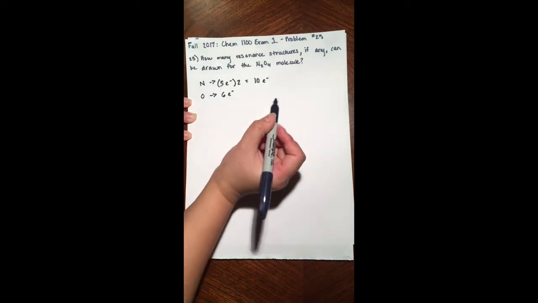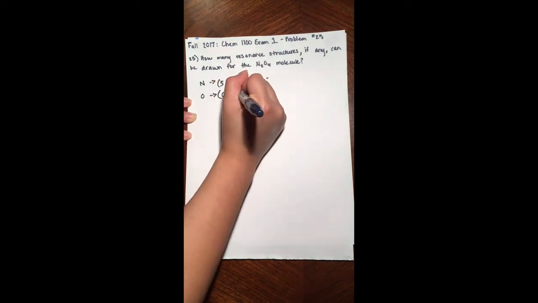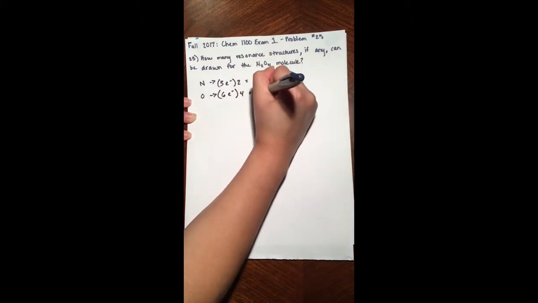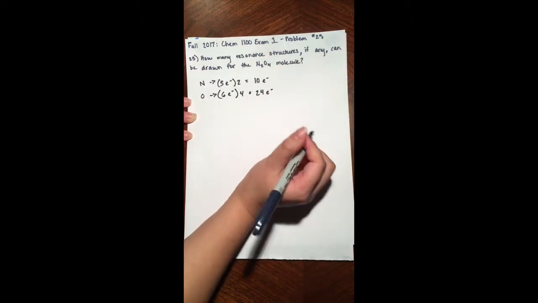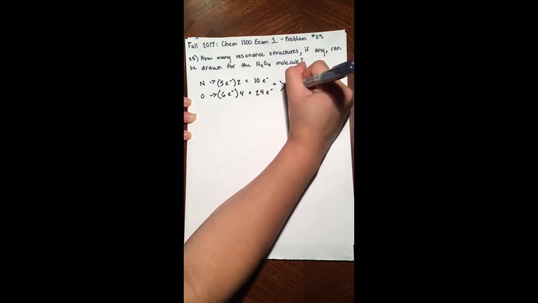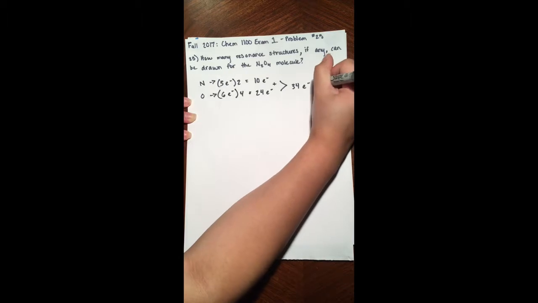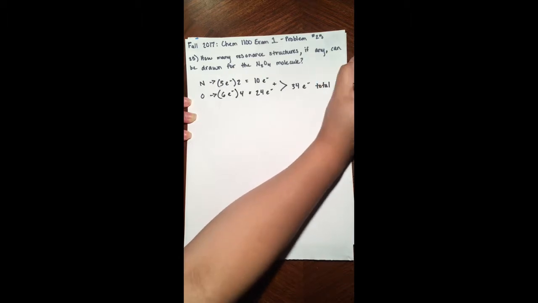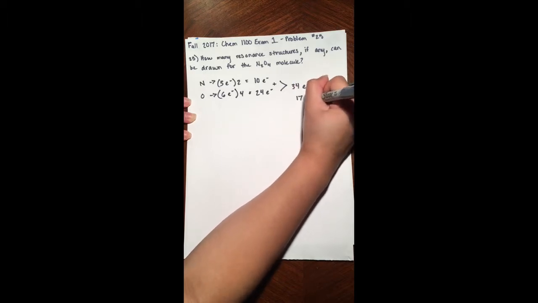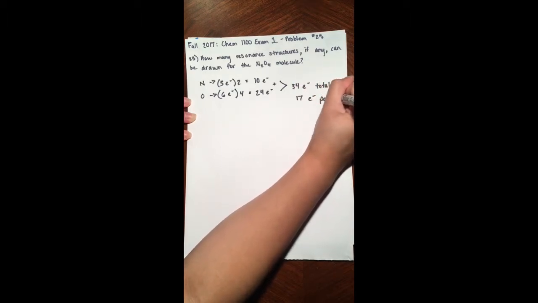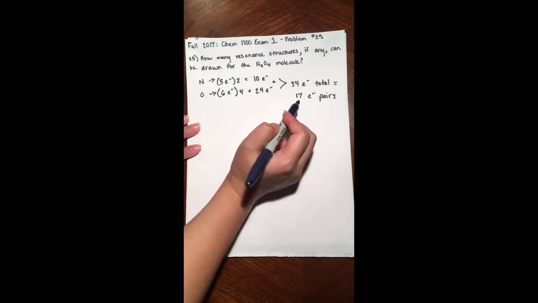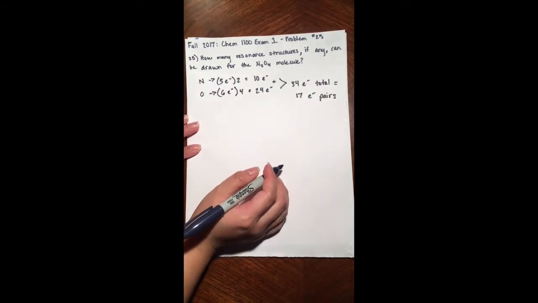And we have 4 oxygen atoms, so we have to multiply the 6 by 4. This gives us 24 electrons from oxygen. And then if you add that up, that becomes 34 electrons total. Or as I like to do it in pairs, that means 17 electron pairs. So now that we have the amount of electron pairs, we can start building our structure.